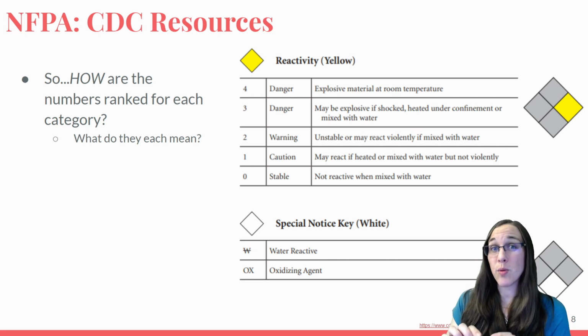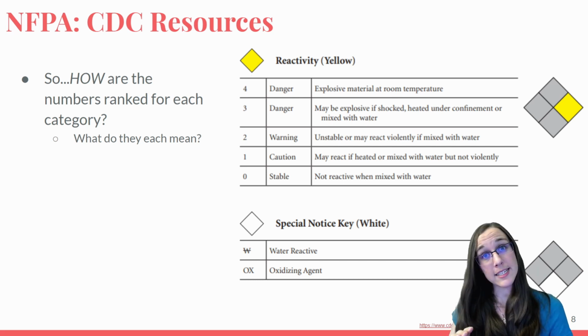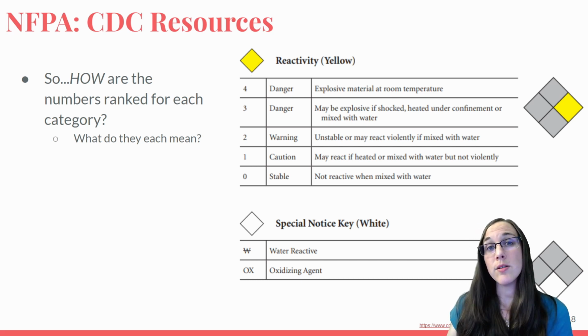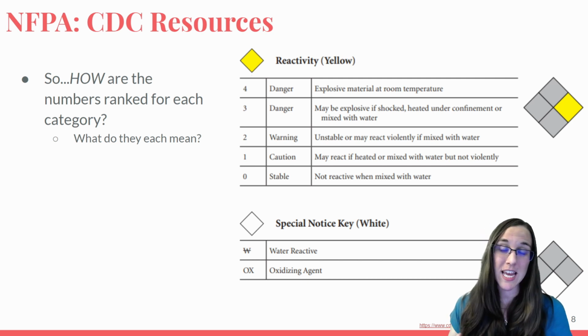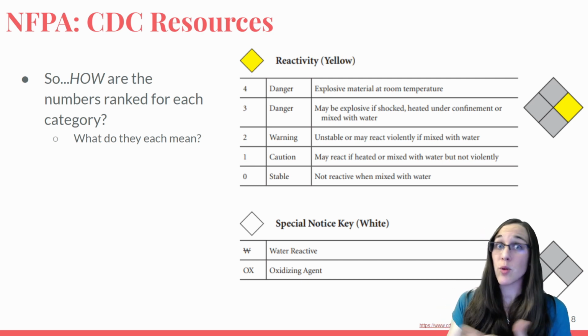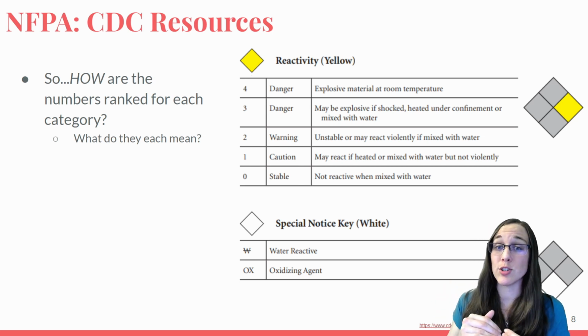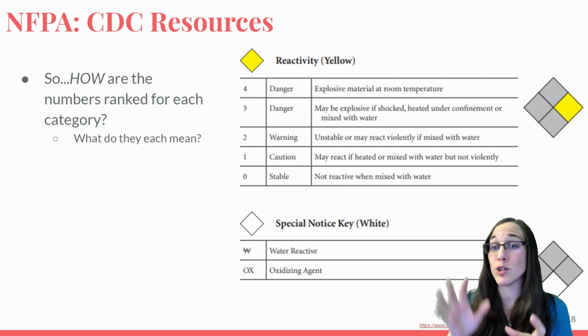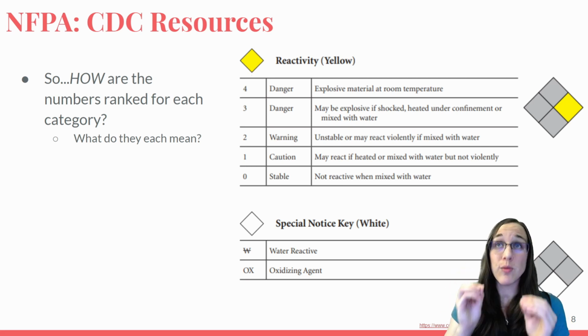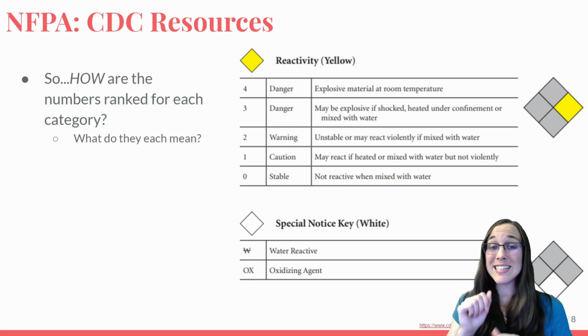Now, in the yellow quadrant, the one to the far right in the NFPA label, the yellow is showing reactivity. How reactive is this chemical? 4 is, again, danger, worst case scenario. It's explosive material at room temperature. So kablam at room temperature. Super, super reactive.